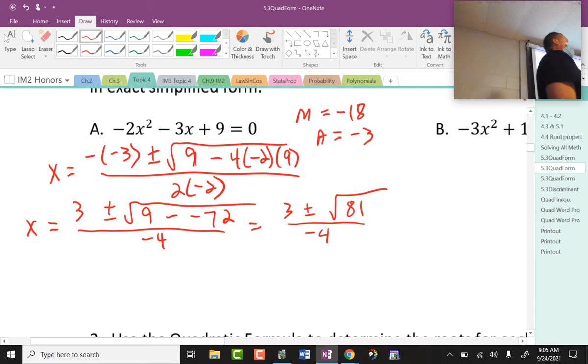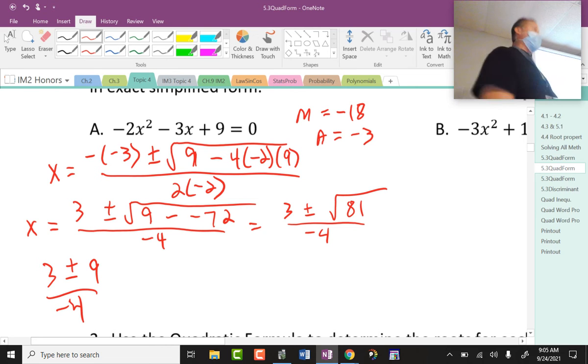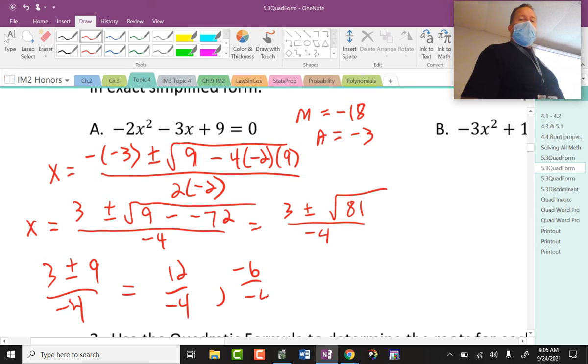What's the square root of 81, everyone? 9. This ends up working out very nicely. It's because it's factorable. That's why we're going to get nice answers that don't have a radical anymore. And then what you do is 3 plus 9, which is 12. 3 minus 9, which is negative 6. And then you simplify each answer. Wrong. I had that flipped in my head. 3 halves.